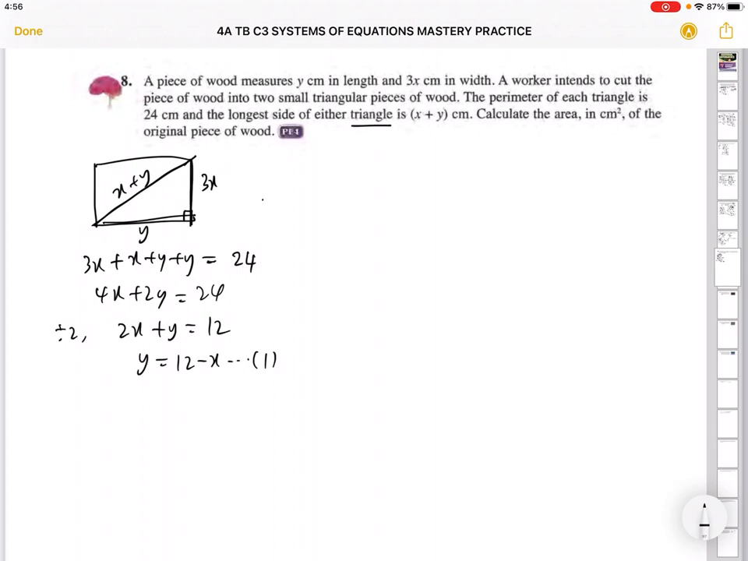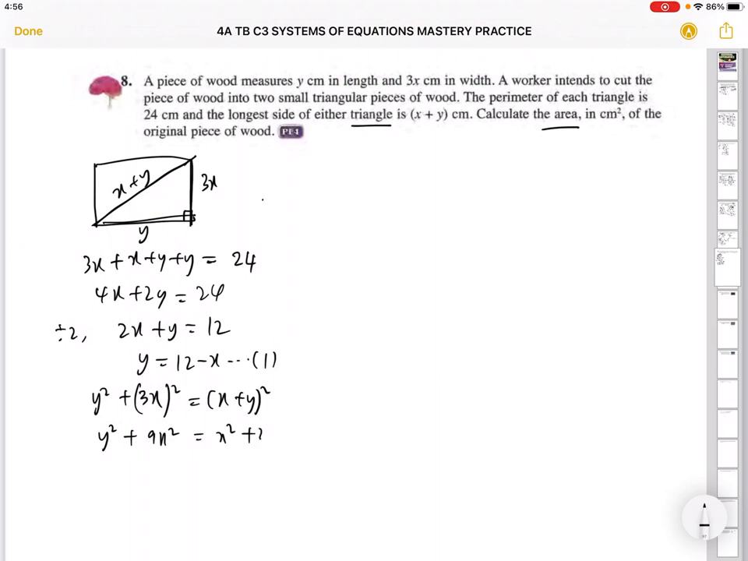So we have to use Pythagoras. If I use Pythagoras, it's going to look like this: y squared plus (3x) squared, this length should be the same as (x plus y) squared. So let us expand. Should I expand first or should I substitute first? Let me think. Perhaps it's actually easier to substitute first. Why? I don't know whether you remember in my previous video. If you expand this, you get x squared plus 2xy plus y squared.